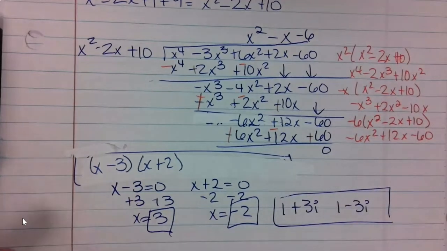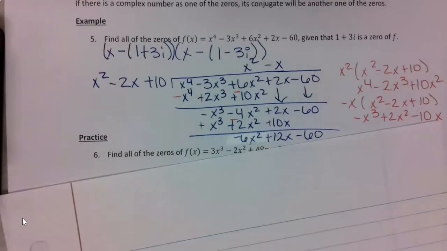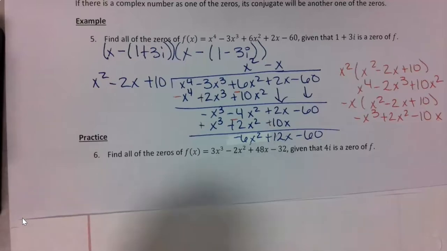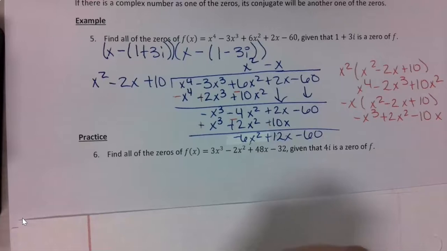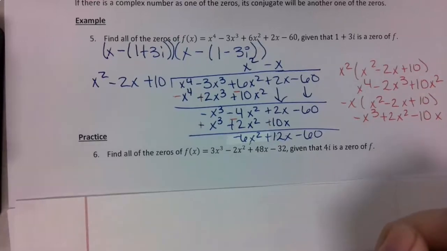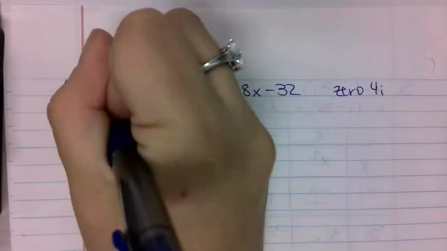So this one was number 5, and I will work through 6 since we didn't get to it in class. Let me just copy it down on my piece of paper. So I have f of x equals 3x cubed minus 2x squared plus 48x minus 32. And then my zero is 4i. So now that I've copied this over, I can put these in. It's not as bad as the last complex number.